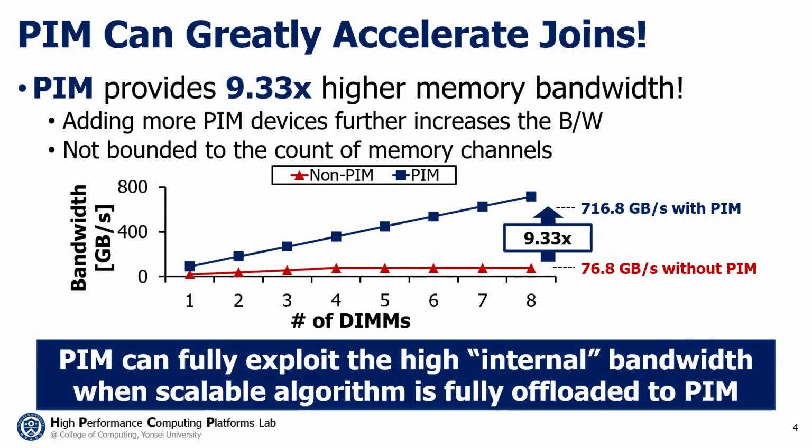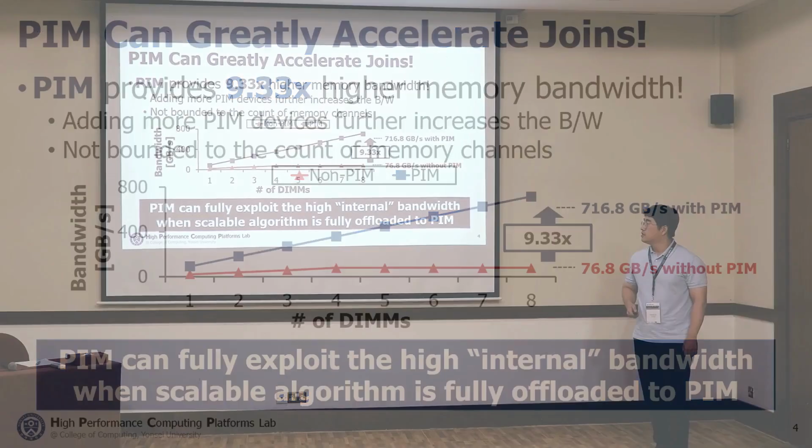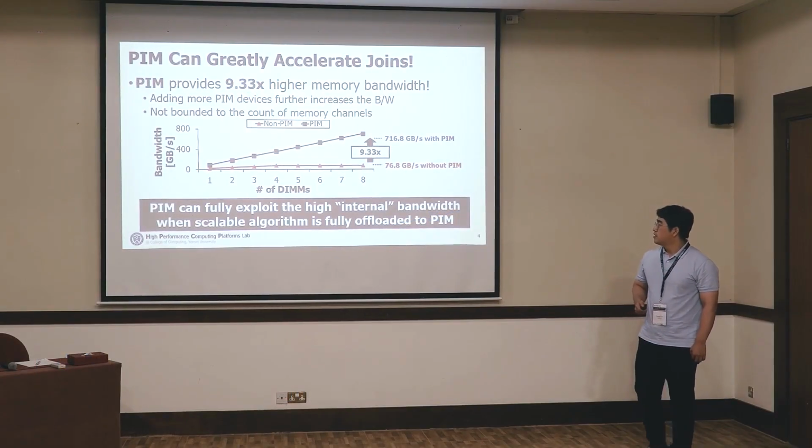As you can see in the figure, PIM provides 9 times higher memory bandwidth than non-PIM memory. Adding more PIM devices can further increase the memory bandwidth, and it is not bounded by the number of memory channels, because the data can be accessed in the memory device directly. So PIM can fully exploit the high internal memory bandwidth when a scalable algorithm is fully offloaded to the PIM.